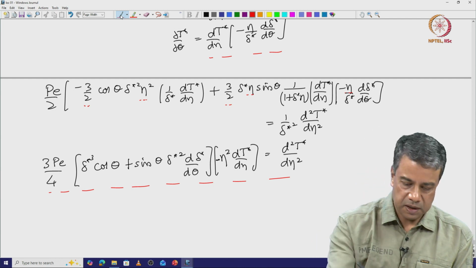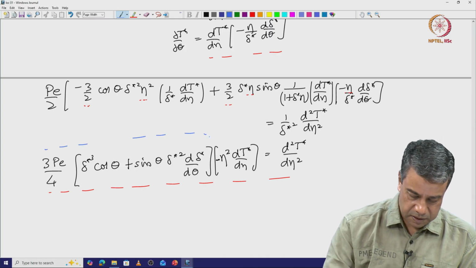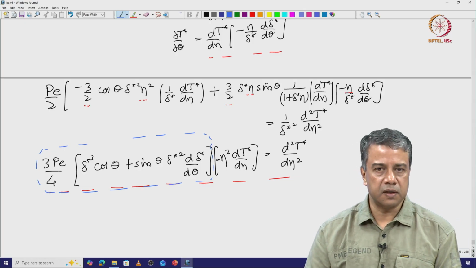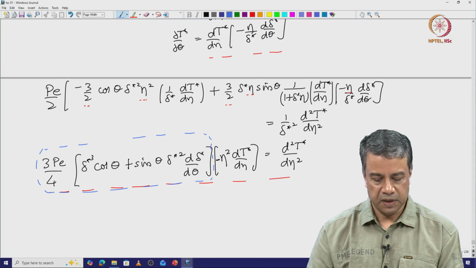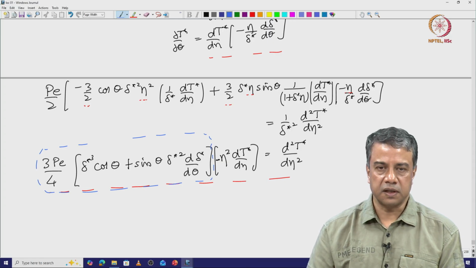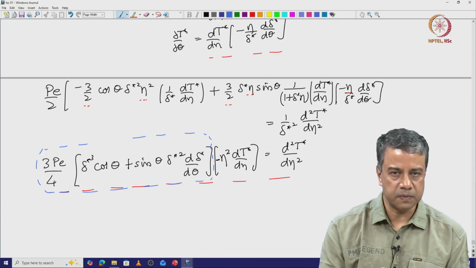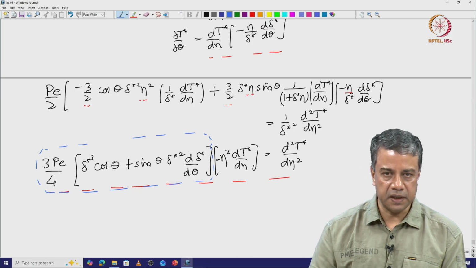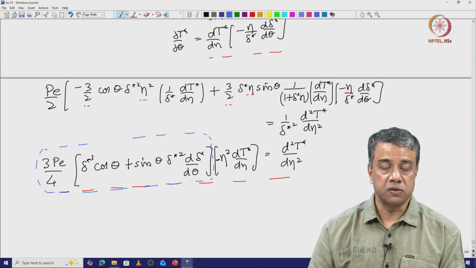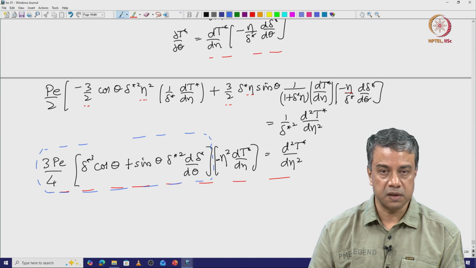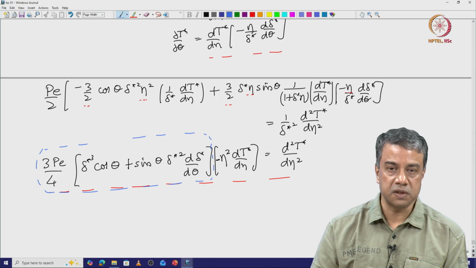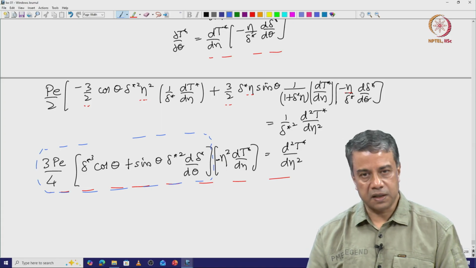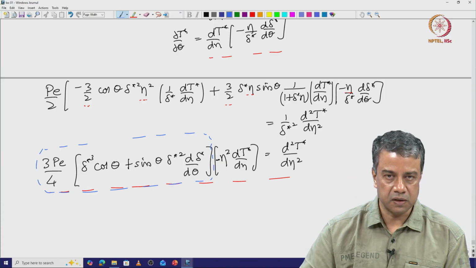A similarity solution can be obtained only if this term is a constant. As I told you, it can be any constant. In the limit as Peclet number goes to infinity, this has to be a constant value. The solution for T star in terms of eta will depend on the constant. The solution for the boundary layer thickness will depend on the constant, but the solution for T star in terms of the original variables, in this case r star and theta, will not depend on the constant. Therefore, we can consider this constant equal to 1 without any loss of generality.